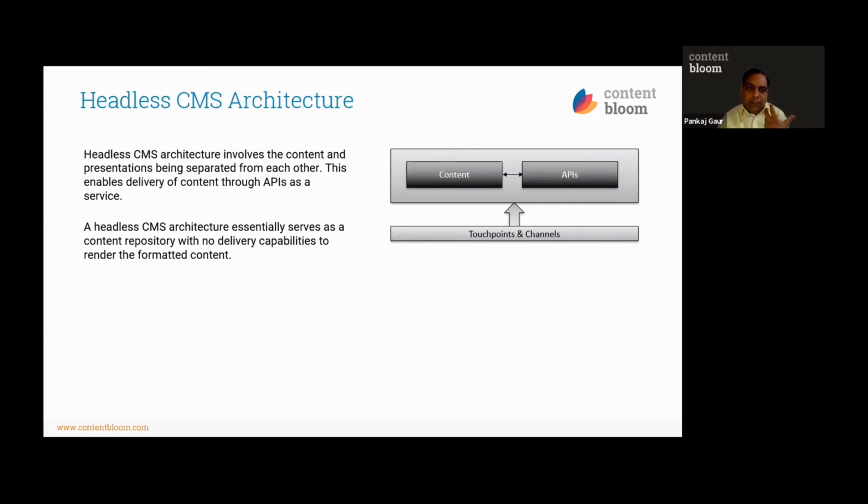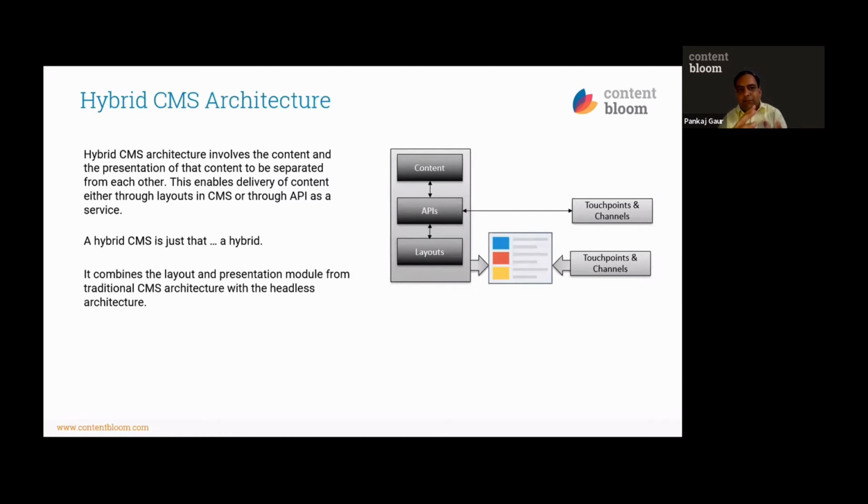So when we talk about the hybrid CMS, that's the third architecture I just wanted to focus a little bit on. Hybrid CMS, as the word suggests, is a hybrid. It's a hybrid of some of the great features of the traditional CMS and, I would say, most of the headless CMS features. They are completely combined to create a hybrid CMS architecture. So you will get your content and layouts separated, but they also have APIs, which deliver more or less everything as a service to the outside world.